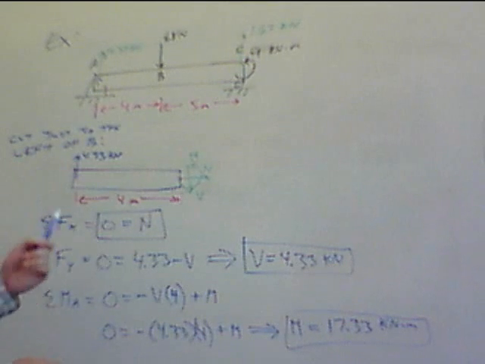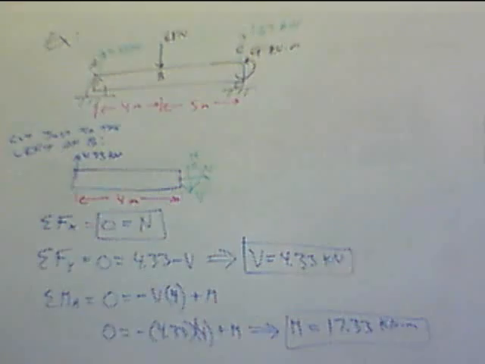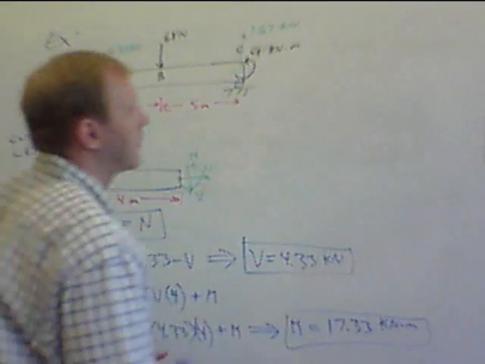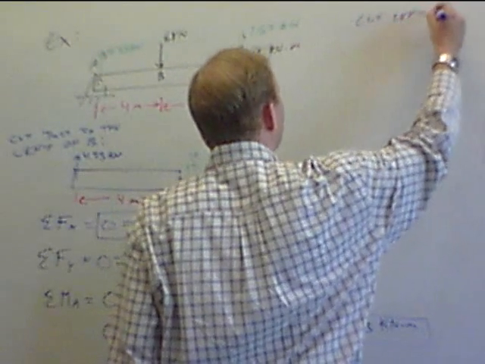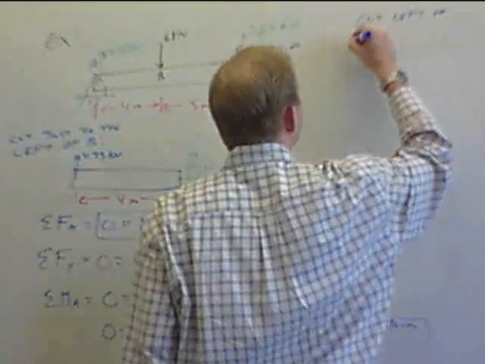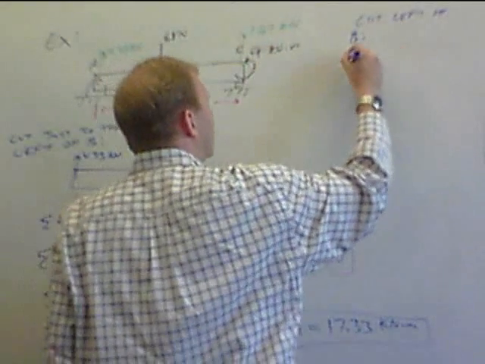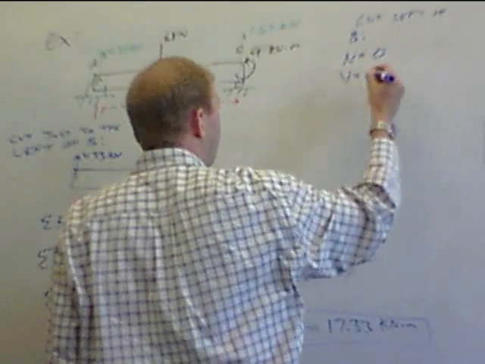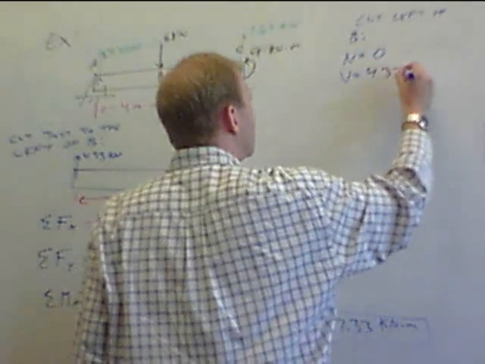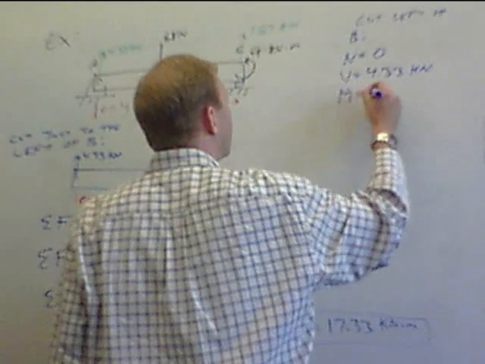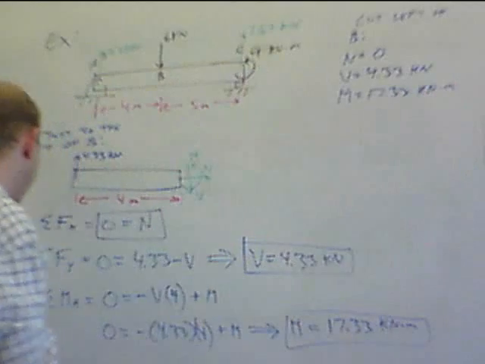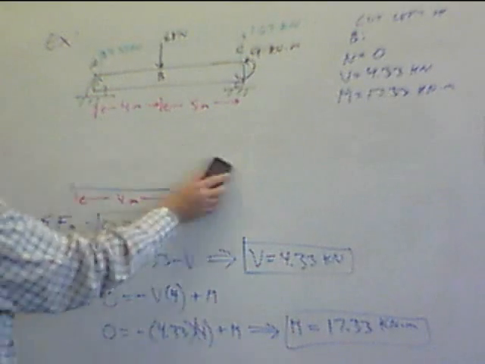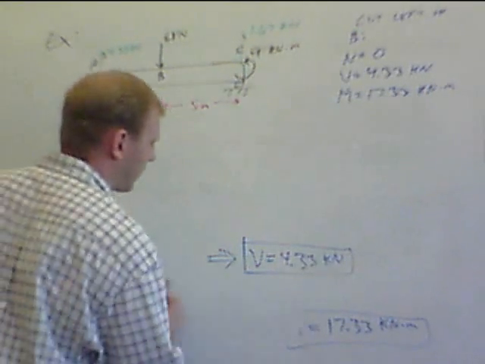But the problem also specified, cut just to the right of B. So that's going to look just a bit different. Leaving these alone, I'm going to write these over here. We end up with normal equals 0, shear equals 4.33 kilonewtons, and moment is 17.33 kilonewton meters. Now we're going to cut just to the right of B and see how that works.